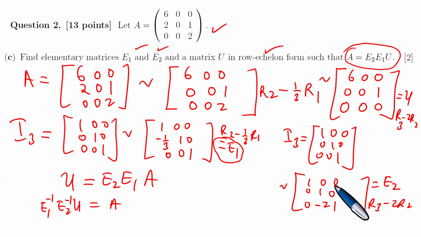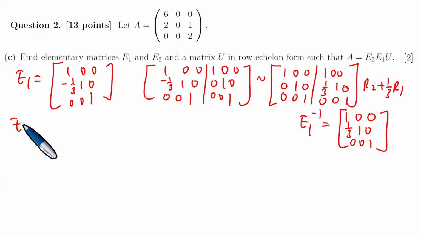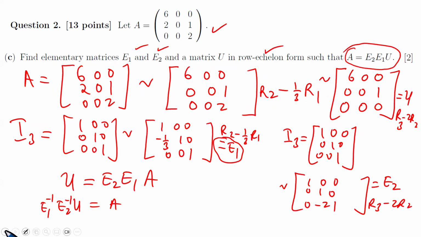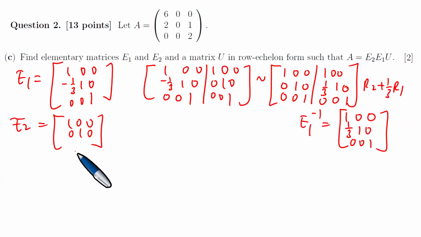What is the E2? It is 1 0 0, 0 1 0. So we have the E2 as 1 0 0, 0 1 0. Let me check. 1 0 0, 0 1 0, and then 0 minus 2 1. Right, and then we have 0 minus 2 1. Okay, this is exactly the matrix we have.